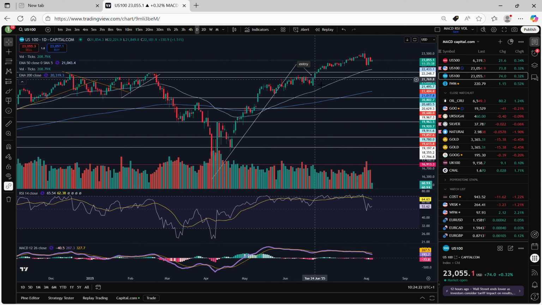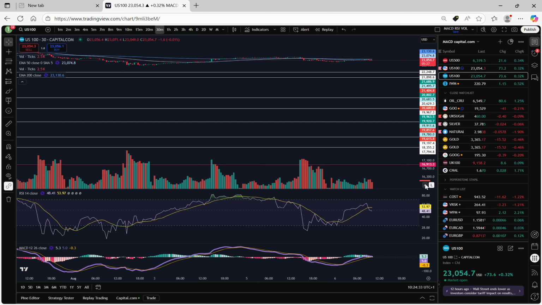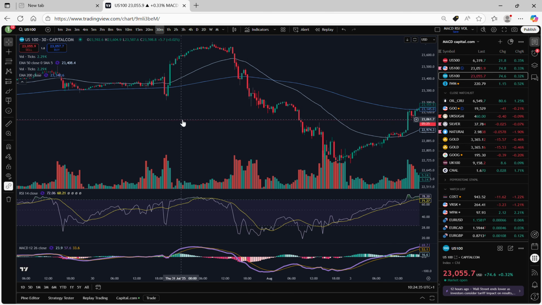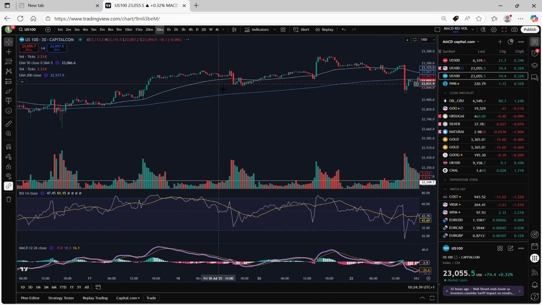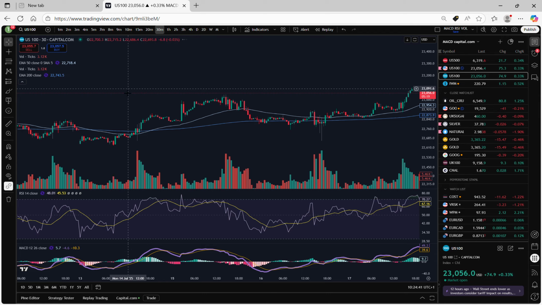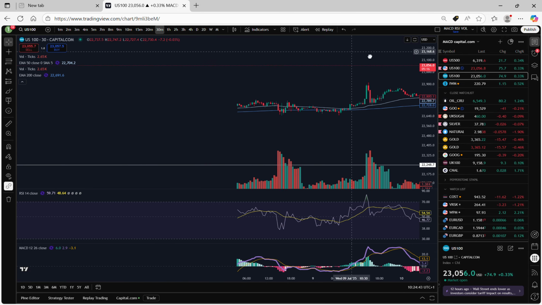So the entry point is around, actually I'll put a little note here so we can find it. It's around the 23rd of June. So let's go to the 30-minute time frame, which is a good time frame for beginners. It's not too slow and it's not too fast. You want to avoid really fast time frames when you're learning.